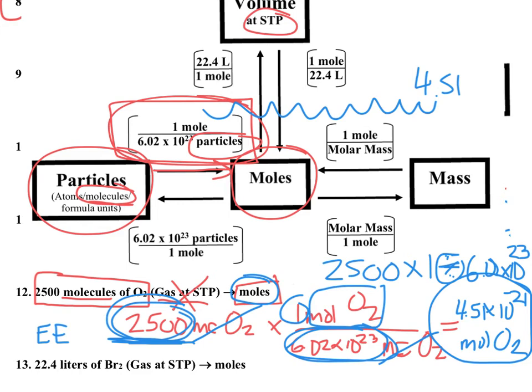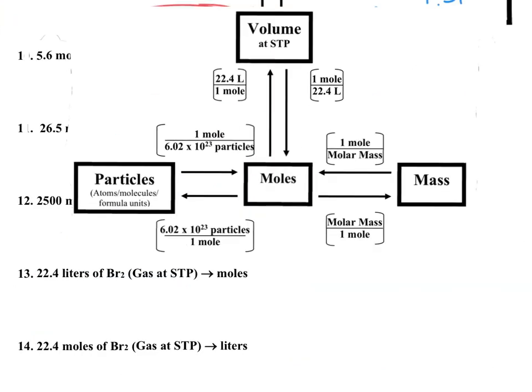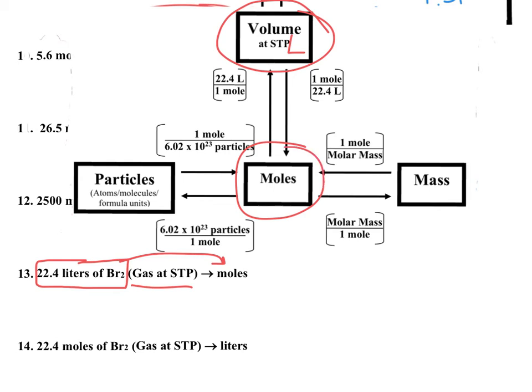All right, let's move on to number 13. Lucky 13 says there is 22.4 liters of bromine gas, and that's at STP. So that means we're going to start at volume, because remember, volume is in liters. We then want to convert that to moles. So moles are right here. So if I'm going to go from volume to moles, I'm going to use the right-hand side bridge, which means I'm going to use this conversion factor.